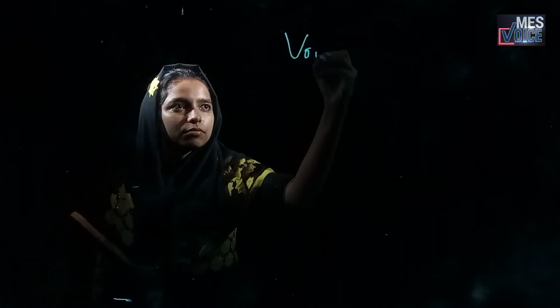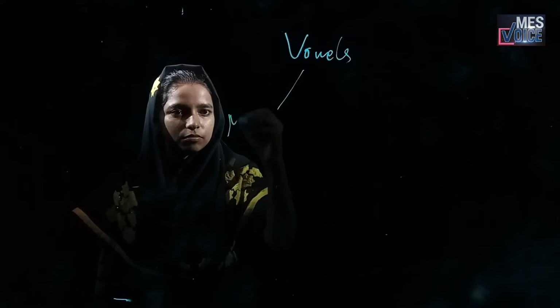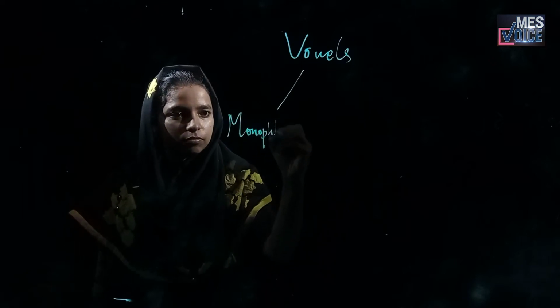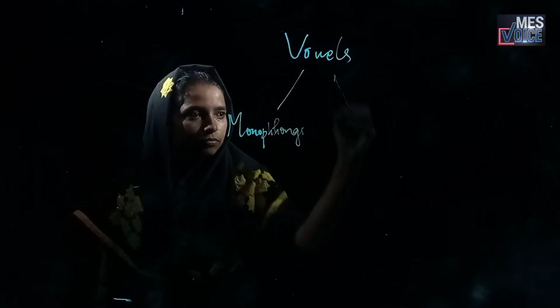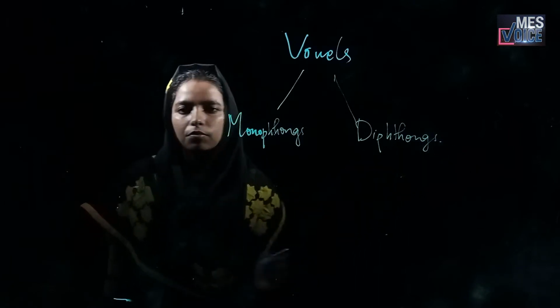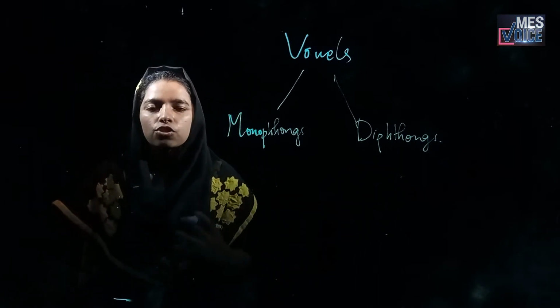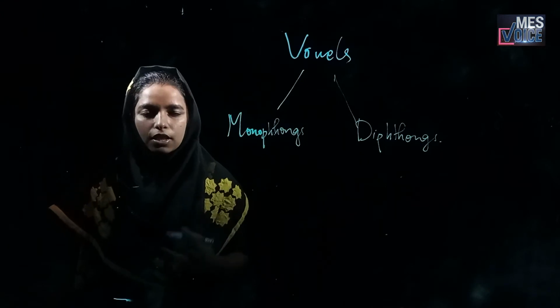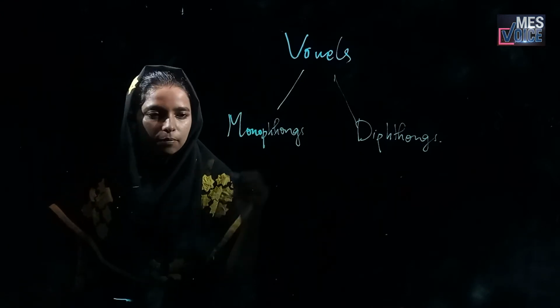In English, we have 44 sounds, and the 44 sounds are divided into vowels and consonants. We have 20 vowels and 24 consonants. The 20 vowels are further divided into monophthongs and diphthongs. Monophthongs are the sounds which do not change their quality while elongated. Hence, they are called pure vowels.